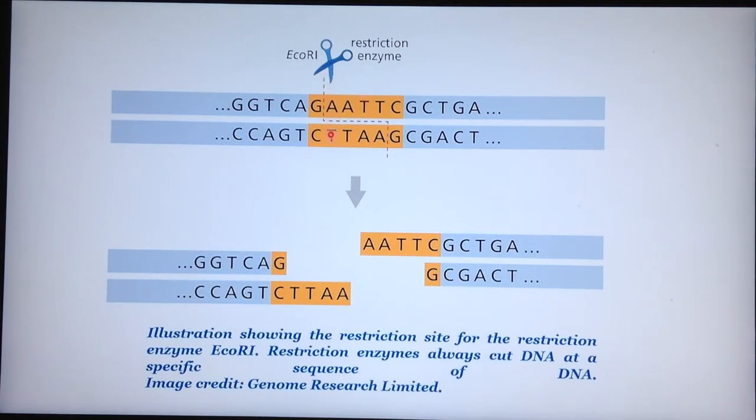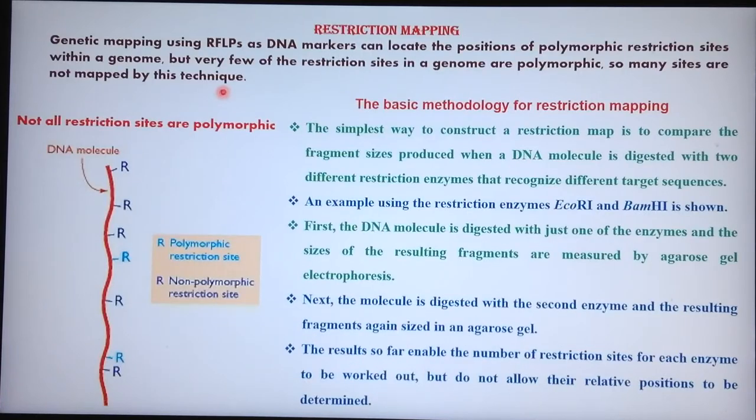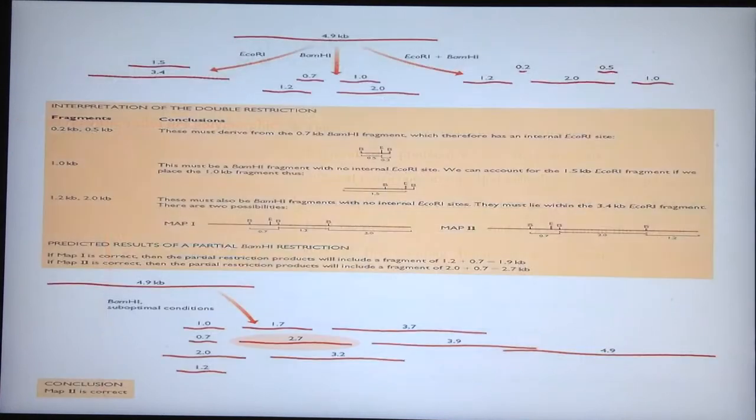So we know that restriction enzymes have specific sites on the DNA resulting in a cut. Then RFLPs are used as DNA markers, and also restriction libraries can be prepared. So there are different fragments which are produced, and here the reaction is done with two different restriction enzymes. In one reaction one restriction enzyme is used, in another reaction another restriction enzyme is used, and in the third reaction both the restriction enzymes are used in a single reaction.